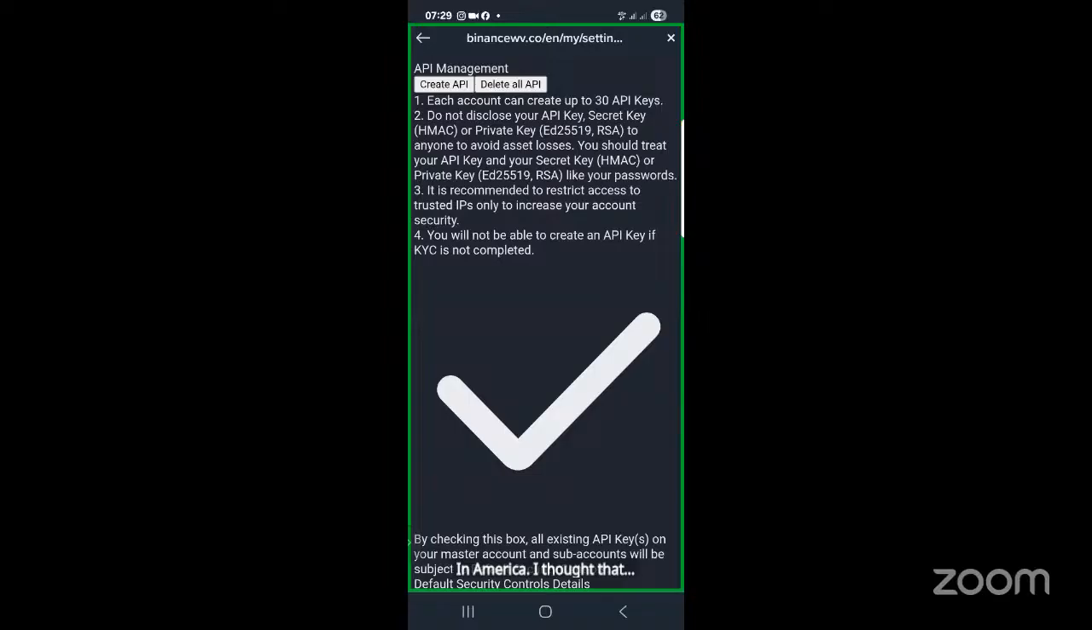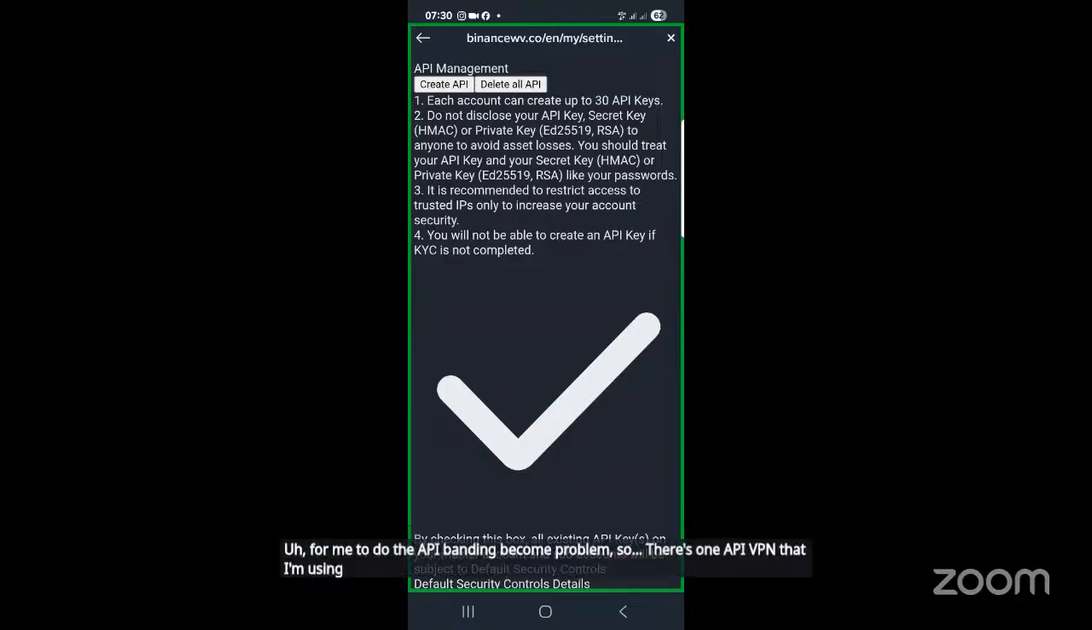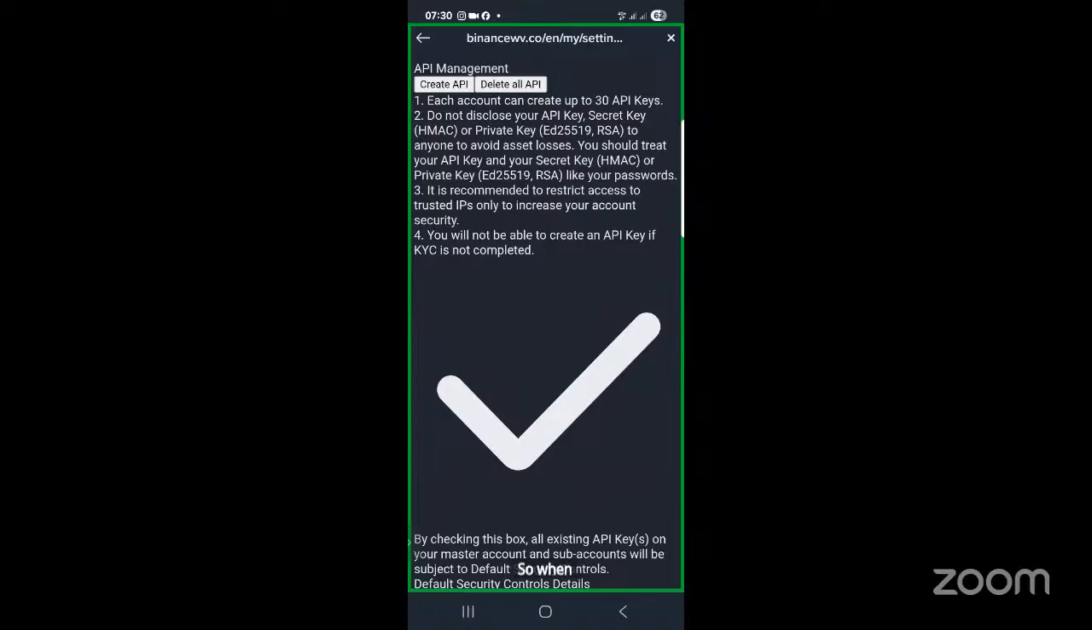USA, that is what you use, because last time I wanted to register somebody for me to do the API binding, it became a problem. There is one API VPN that I was using before, so when I tried, I couldn't go through. This is what I'm seeing, the same thing. So when I tried a VPN USA, I went through. So that is what you will use.